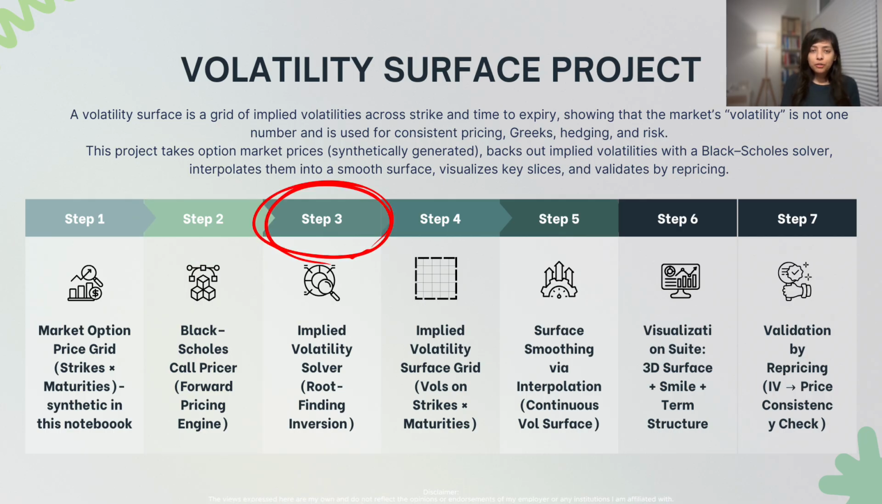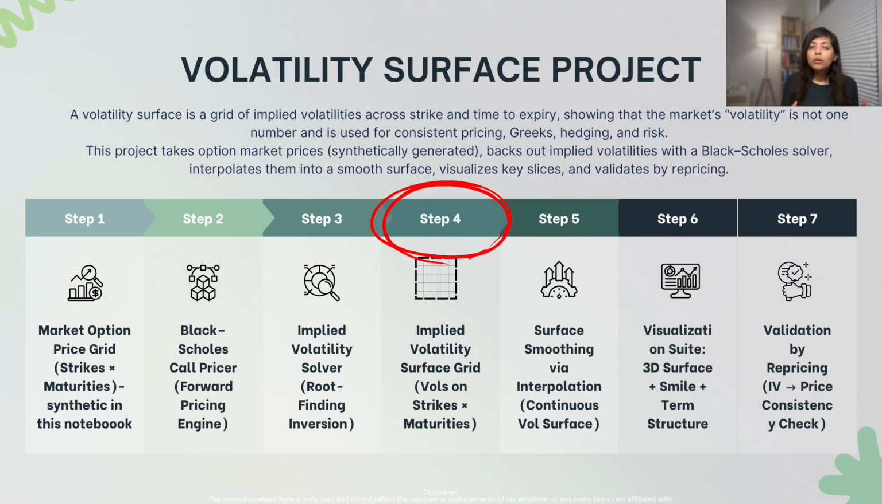Then comes the heart of the whole project. For each market price in our table, we will solve backwards for the implied volatility. We are going to use a numeric root finder to figure out what volatility makes our Black-Scholes function produce the exact market price.